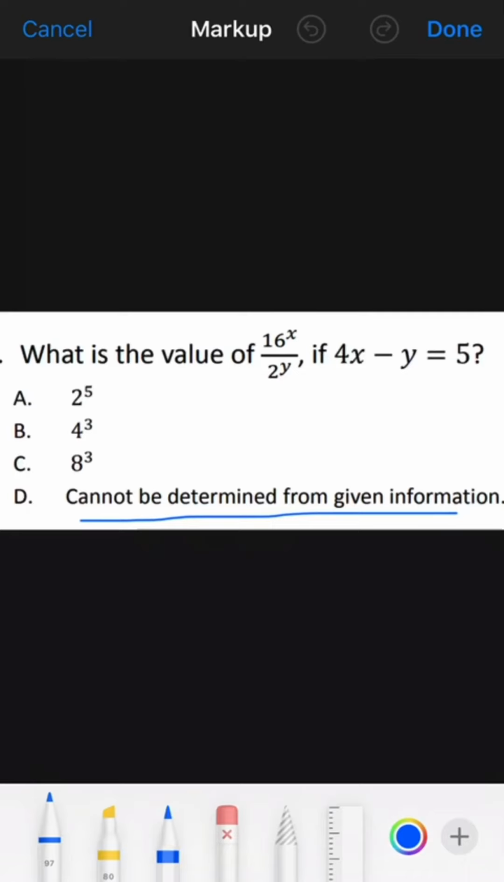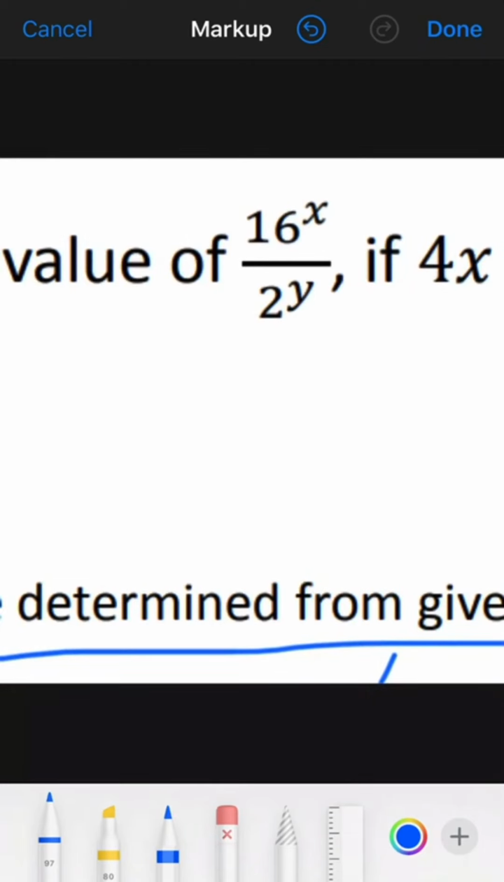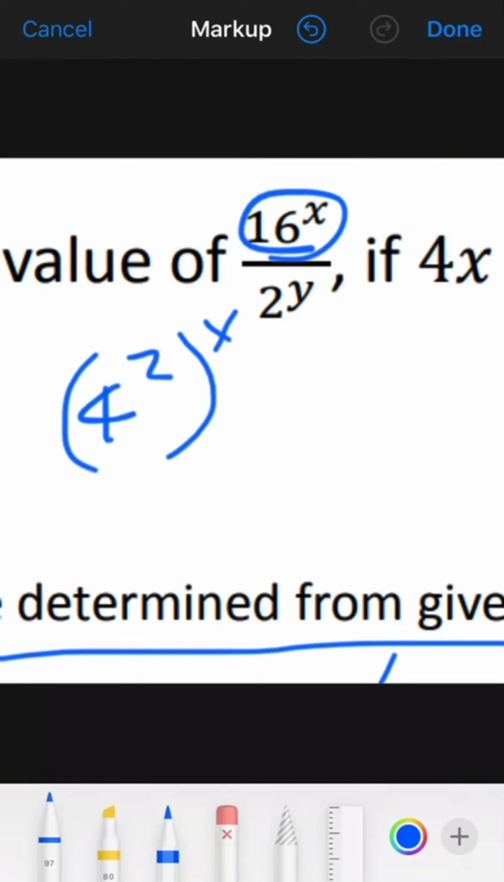All right? So what is the value of 16 to the x over 2 to the y if 4x minus y equals 5? What we're going to do first, I'm going to zoom in a little here. We're going to take this 16 to the x and break that down. So we know that 16 is 4 squared, right? Because 4 times 4 equals 16. So this up here is the same thing as 4 to the 2 to the x.